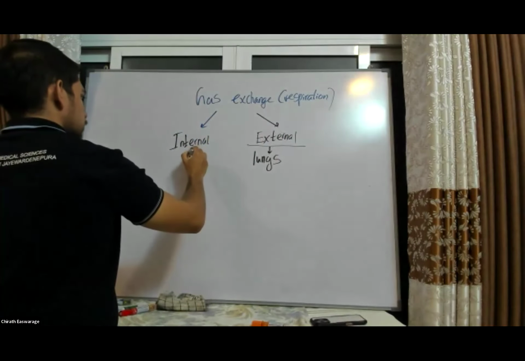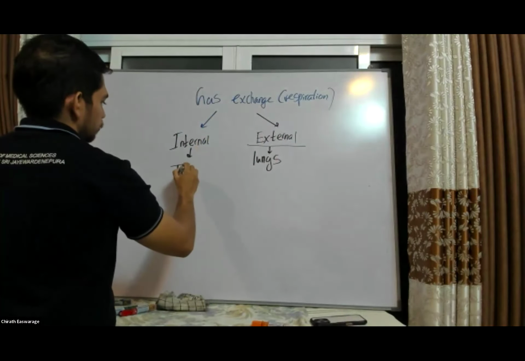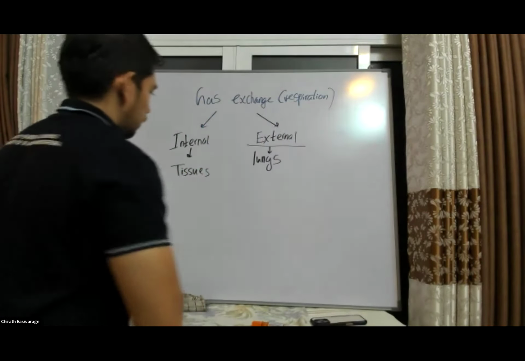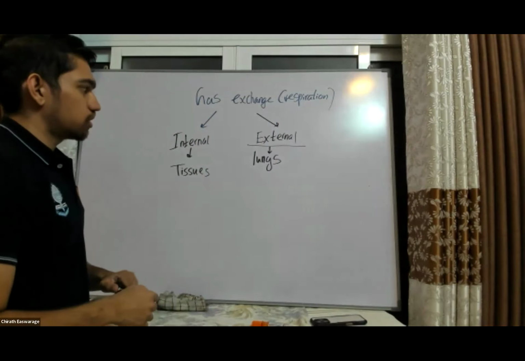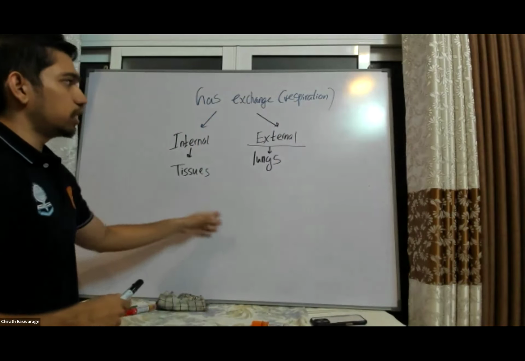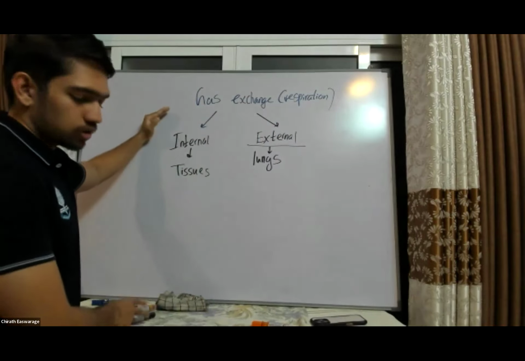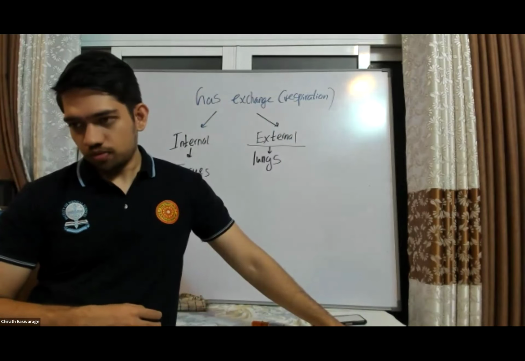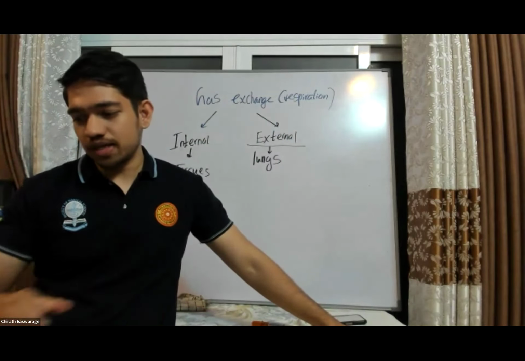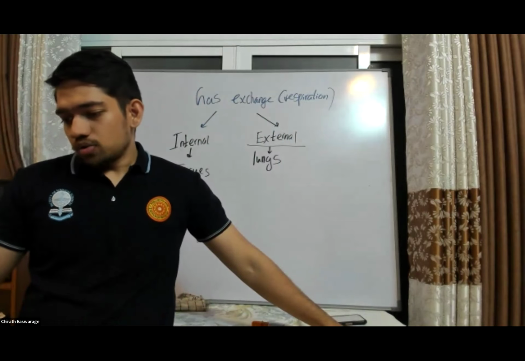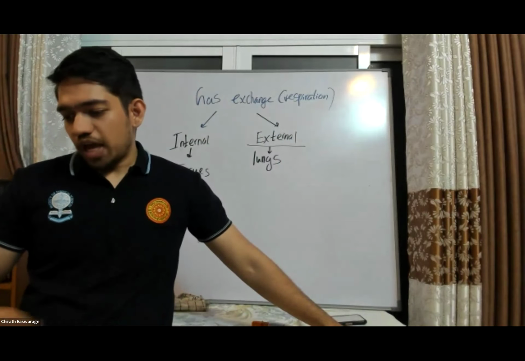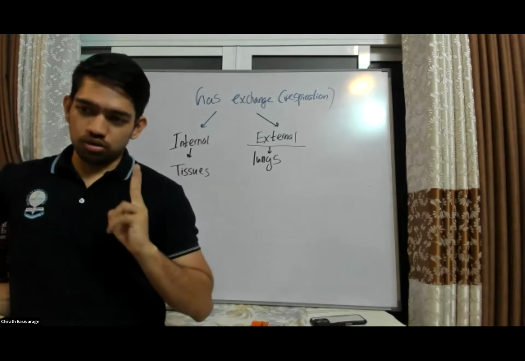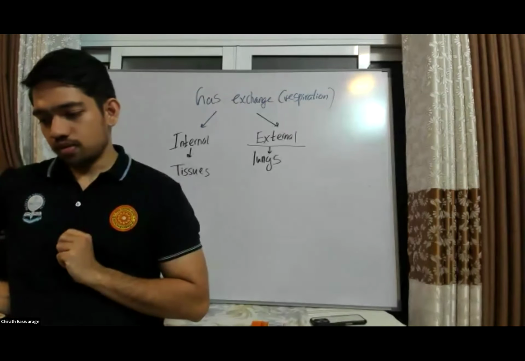Where does the internal respiration happen? In the body tissues. Whether it's a muscle tissue, whether it's your lungs, whether it's your brain, wherever your heart, wherever you need oxygen, that's where internal gas exchange or internal respiration happens. Okay, those two you need to know. That is the basic idea, right? So let's read through page 204, gas exchange of gases between air and blood and tissues. Those are the two places.